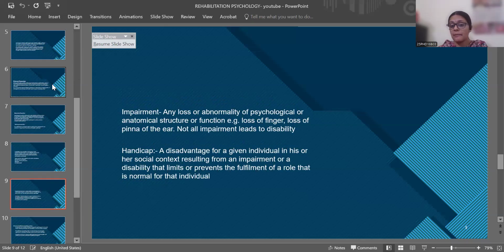Impairment is the abnormality or loss of a particular anatomical structure or function, and not all impairment leads to disability. Some impairment would be very minimal and won't affect the overall functioning of the individual. Handicap is basically the social constraint experienced by the individual, which includes the disadvantage of a given individual in their social context from an impairment or disability that limits or prevents the fulfillment of a role that is normal for other individuals.